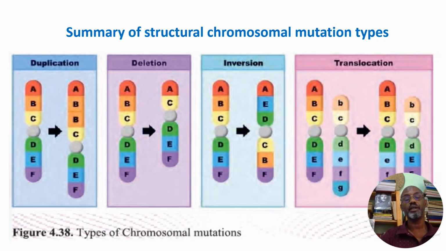And also inversion could be pericentric and paracentric. Paracentric when it is not involving the centromere. Pericentric when it is involving the centromere. The other is translocation. Translocation can also be divided into two: the reciprocal translocation and Robertsonian translocation. We have seen that.